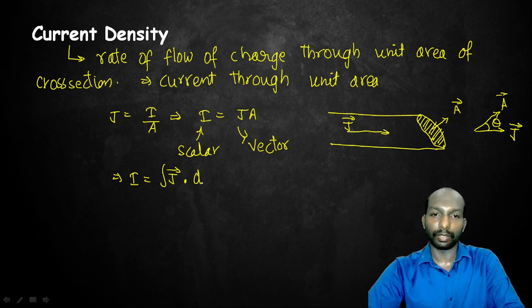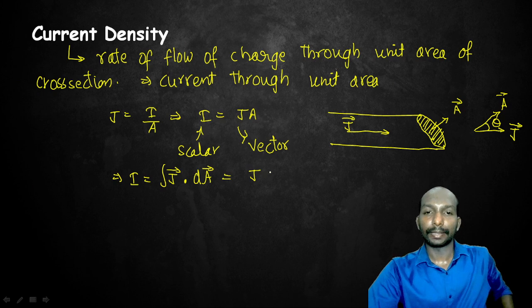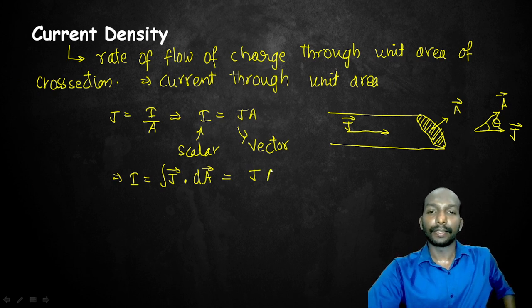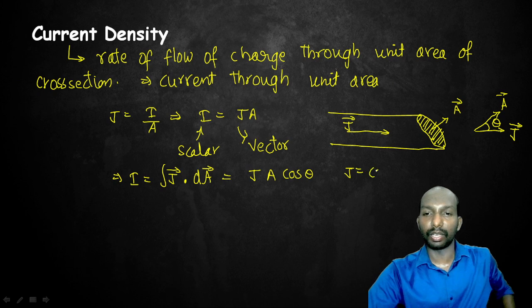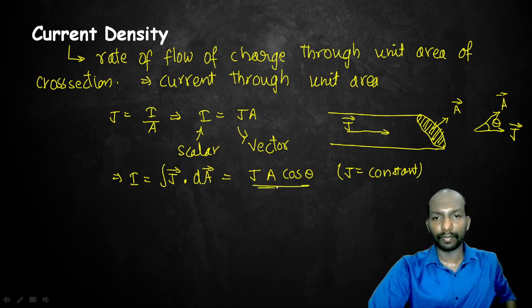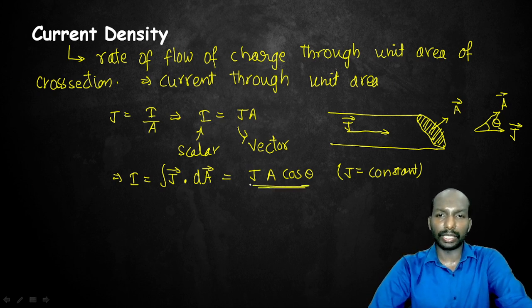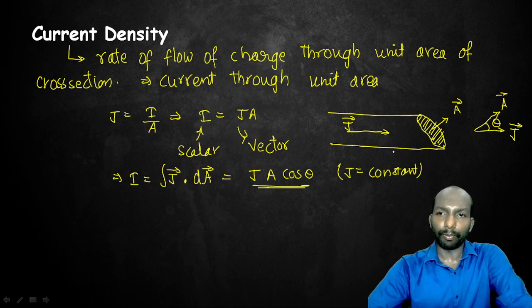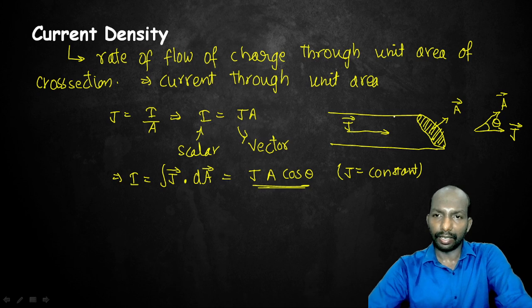So integral J bar dot dA bar is equal to J A cos theta, since J, the current density, is constant in this case. So current equals J A cos theta. This is the current passing through this area of cross section, which is not perpendicular to the current density. I have taken it at some angle, like this.